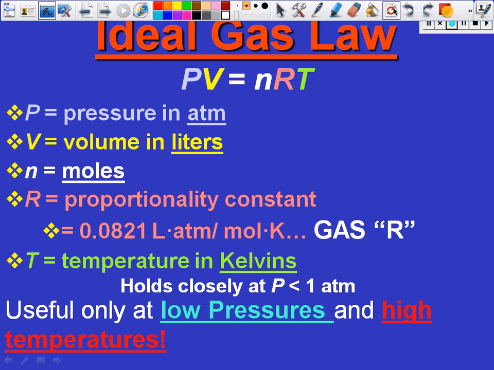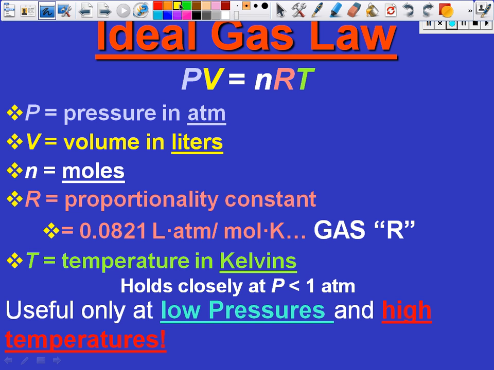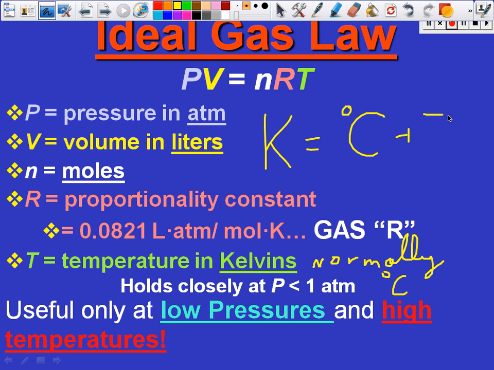And then finally, T. You better know that your temperature must always be in kelvins, okay? And to be quite honest with you, it's normally given in Celsius, so you're going to have to convert it. And if you forget, again, it's normally in Celsius, and K is equal to C plus 273. So again, that is a number that you're definitely going to have to memorize to be able to convert it.